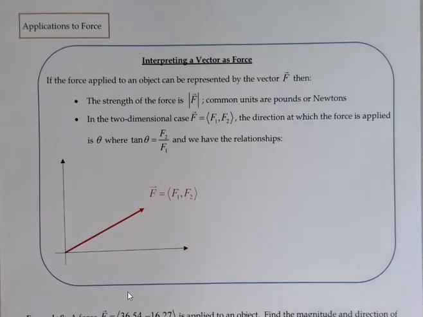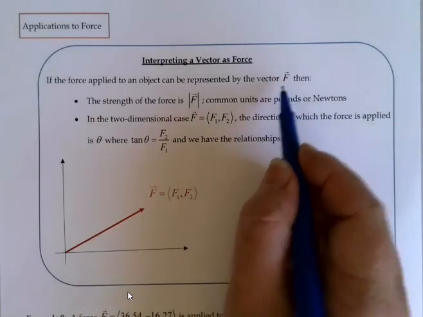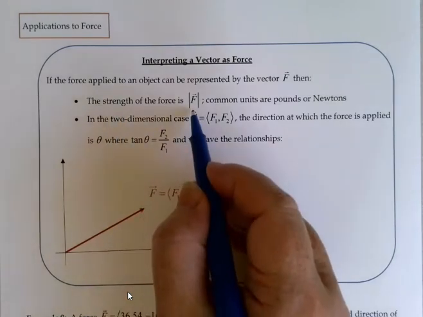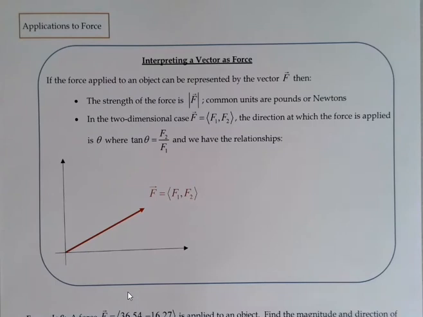All right, we're now looking at applications to force. Much of what we said for velocity vectors is still going to be applicable to force. We can say that if we've got a force vector, essentially the strength of the force is the magnitude of F. Common units for magnitude of a force are pounds or newtons if you're in metric.